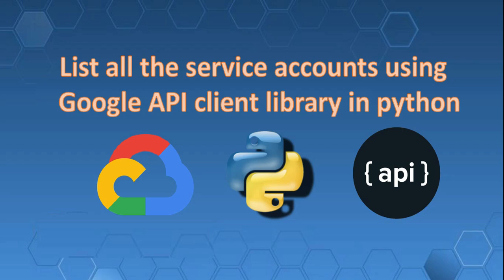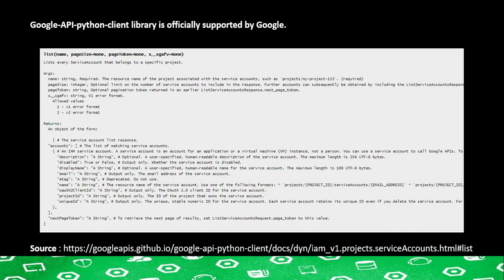I'm going to talk about how to list all the service accounts using the Google API client libraries in Python. The Google API Python client library is officially supported by Google. In the Python script, I use the Google API client library to interact with the Google Cloud Platform and list the service accounts in a specific project.